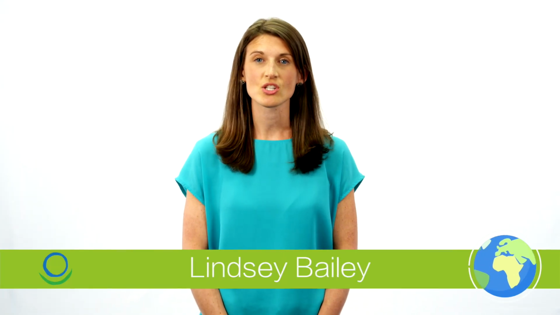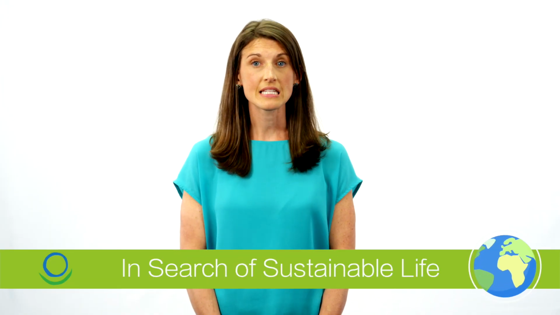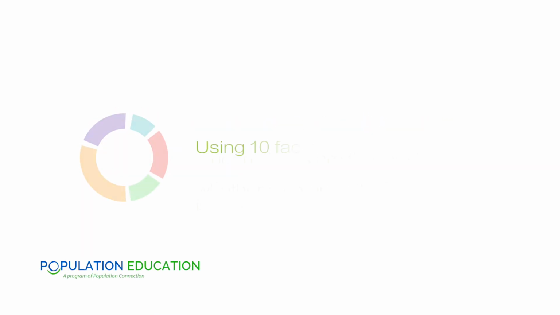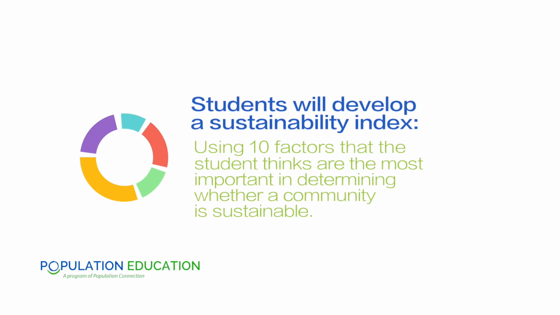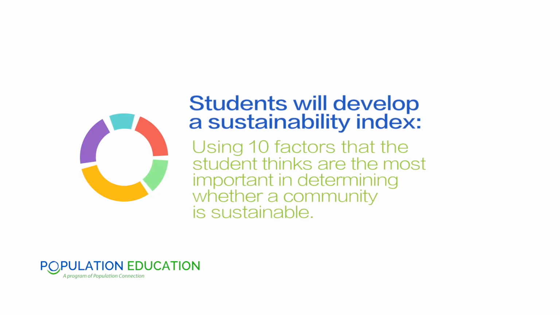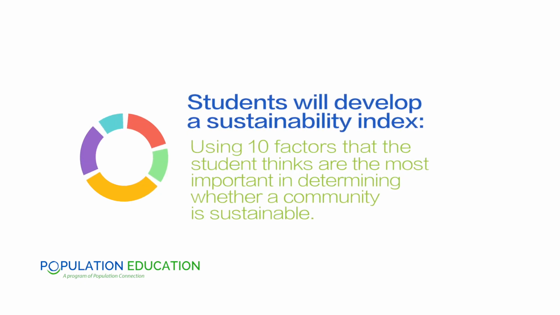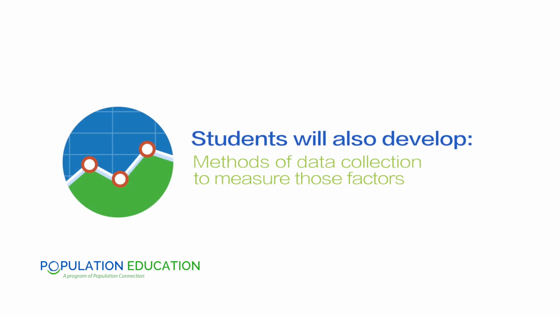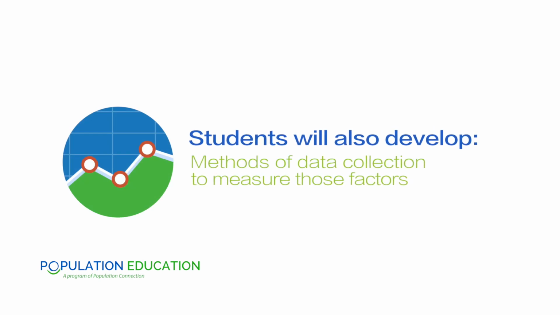Lindsay, and I'm going to be sharing with you the activity In Search of a Sustainable Life. Now, in this activity, students identify 3 different types of sustainability and then develop a sustainability index of 10 factors that they think are the most important in determining whether or not a community is sustainable. Lastly, students develop methods of data collection to measure those factors.